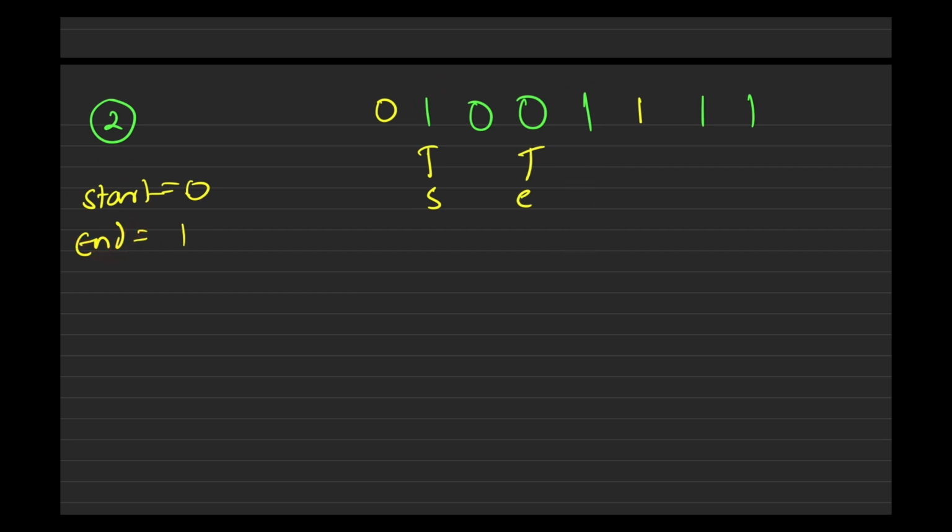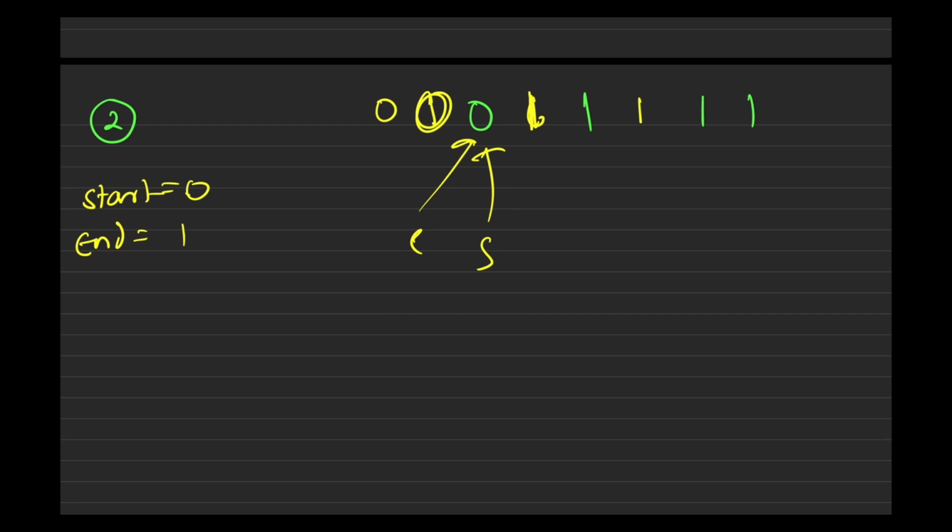Now again, my start contains 1 and end contains 0. But I am looking for 0 at start, and I am looking for 1 at end. So simply what I can do is swap these two elements. So here it would be 0 and here it would be 1. Now I can simply change their positions. Now both the pointers are pointing to the same element.